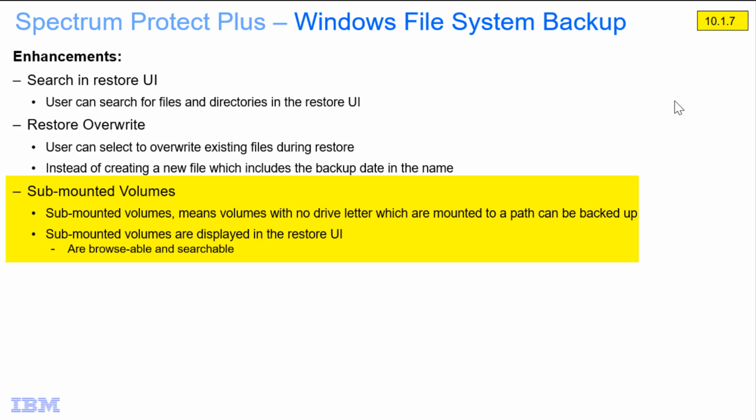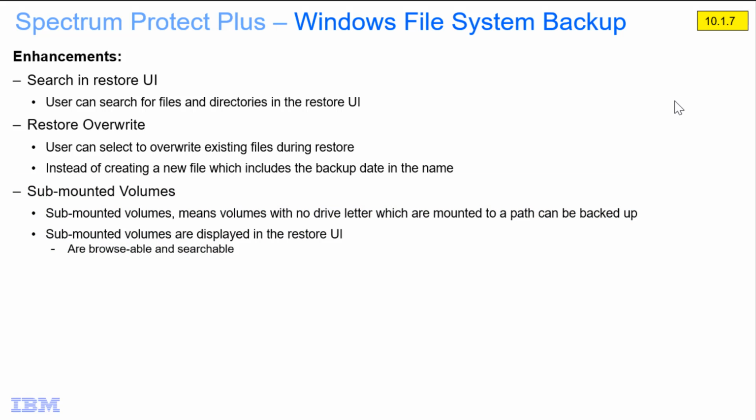Sub-mounted volumes are also supported now. Sub-mounted volumes are just volumes without a drive letter, which are mounted to a path, and such sub-mounted volumes can be backed up now. They are displayed correctly in the restore UI. You can browse and search sub-mounted volumes, and for sure you can do restores.